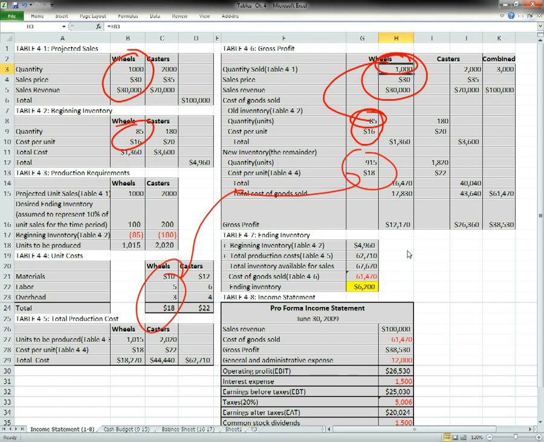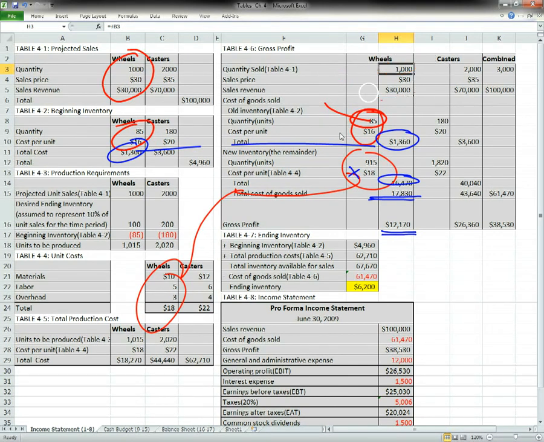So for our total costs, we simply multiply 85 by 16, we get 1,360. The 915 multiplied by 18 gives us 16,470. Our total cost of goods sold is 17,830, and our gross profit then is 12,170. We do exactly the same thing for the casters. Let me clean up just a moment.